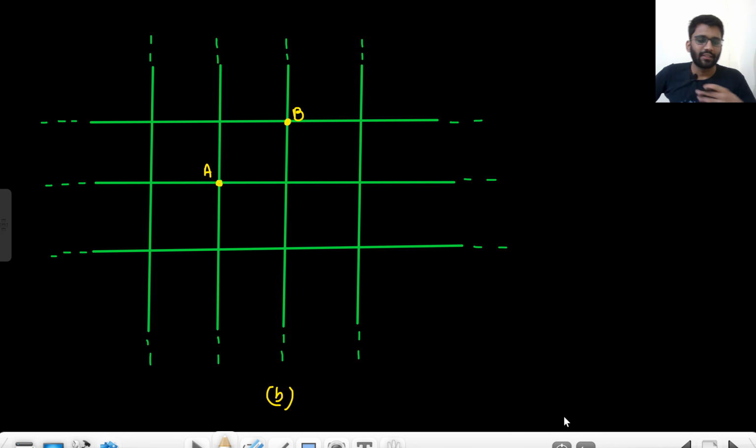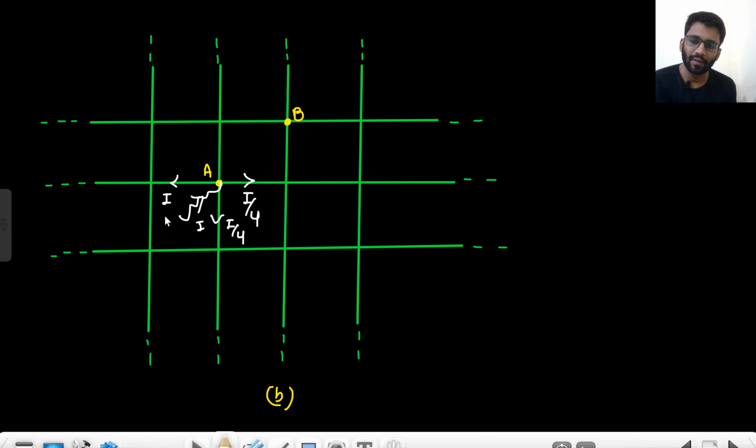Try finding the equivalent resistance of this on your own. What you will do? You will connect a current source between these two terminals, and you will find the voltage across them. Do it. I current is getting into it. So here I by 4, and here also I by 4, I by 4, and I by 4.